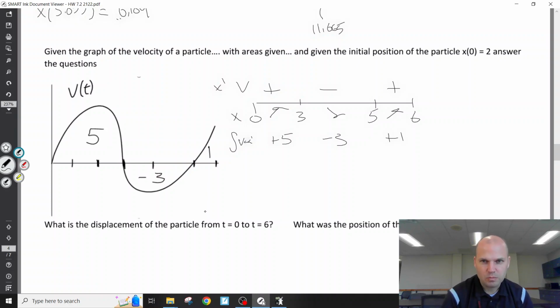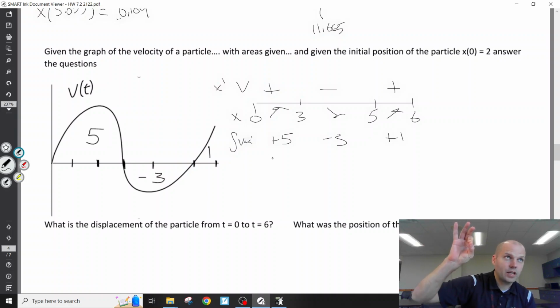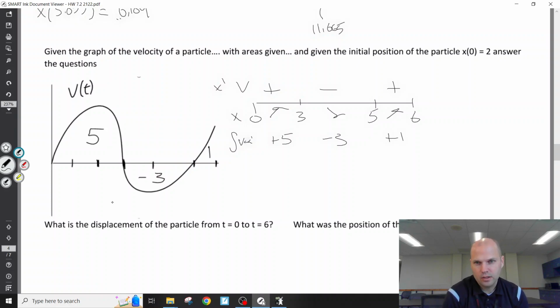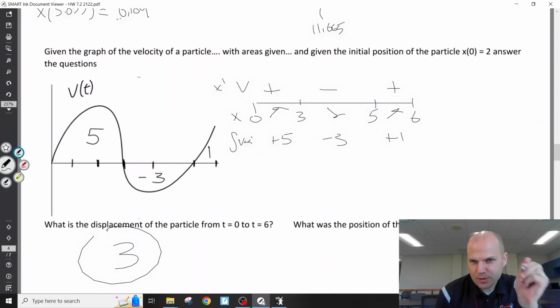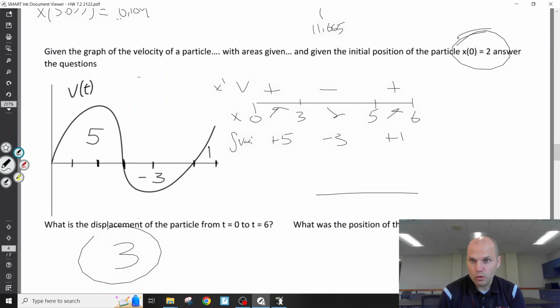What is the displacement from 0 to 6? Well, if you went right 5, left 3, right 1, 5 minus 3, right 5, okay, boom. Left 3, I got to 2, add 1, I go to 3. So you add them all together. 3. I ended up 3 to the right. That's not my position, though. I started at a position of 2. Look at that, right there.